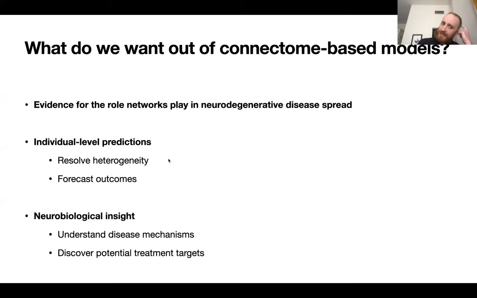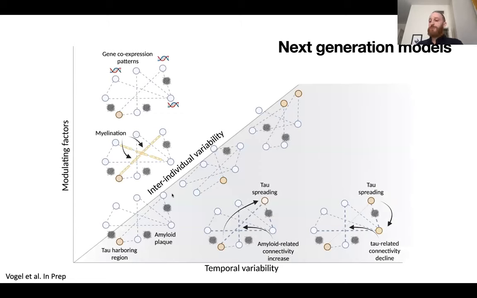But I think what we really want to get to is to be able to make individual level predictions, forecast outcomes that might be relevant for clinical trials, and resolve inter-individual heterogeneity. And also, along the way, I think what we'd really like is to gain some neurobiological insight to start to understand macro scale or even micro scale disease mechanisms, and maybe even discover some potential treatment targets. And so we put our heads together, myself and the people that have been writing this review, and came up with a few axes by which we can imagine next generation models improving, some of which we've already started to see.